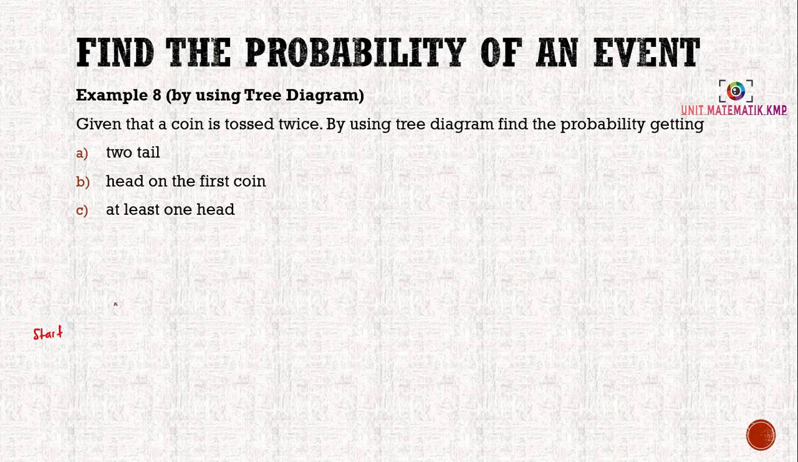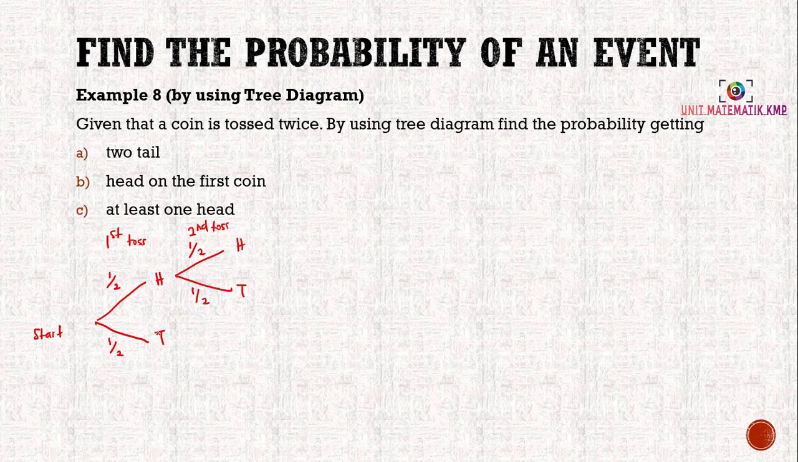Okay, for the first toss, kita akan dapat either head or tail. So ini untuk the first toss. Okay, so the probability of getting head is 1 over 2 and tail also 1 over 2. So that is for the first toss. And then untuk second toss, we also can get head or tail. So the probability is still the same, 1 over 2 and 1 over 2.